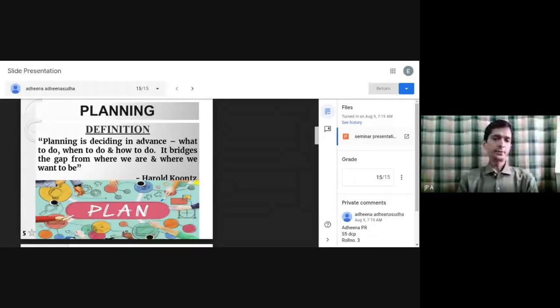Pictures should not be too distracting; they should be suitable to the topic that we are discussing. So using such pictures, it is said about pictures that a picture is worth 1,000 words.